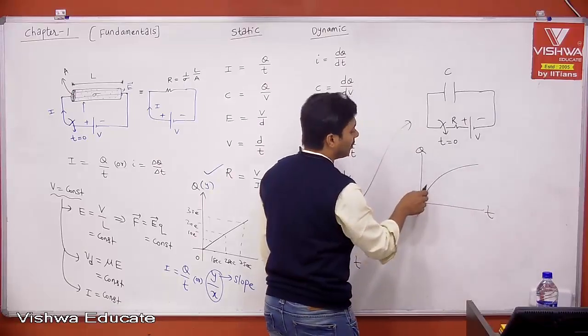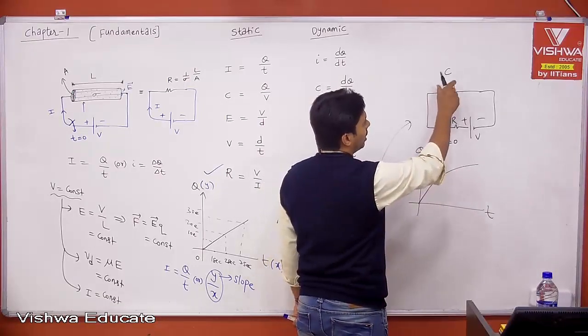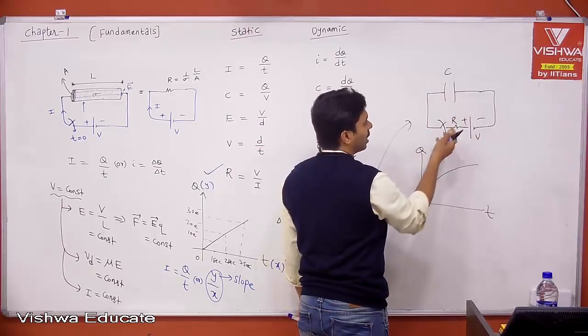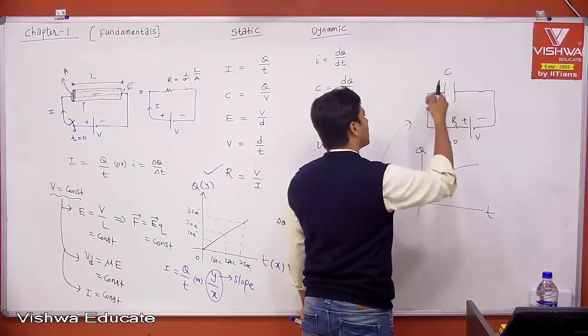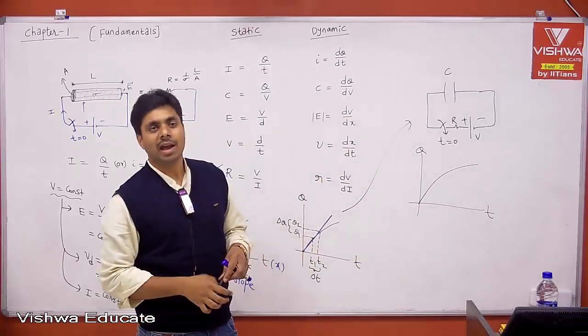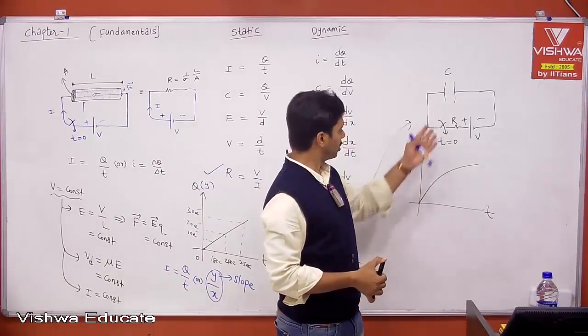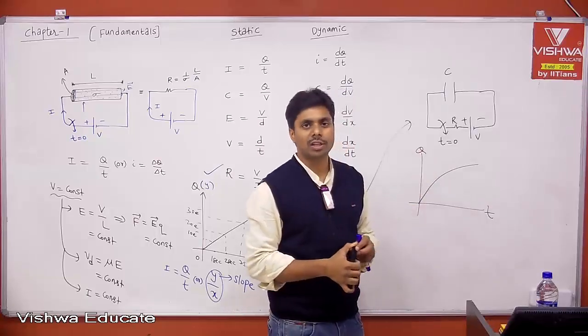Initially it charges faster, then as time progresses, because of the opposition by your capacitor to the battery, what will happen? The charge injection or the charge storage will decrease with respect to time at higher times. Therefore, you see the relation between charge and time is non-linear.